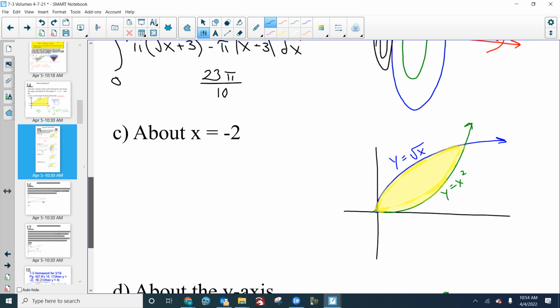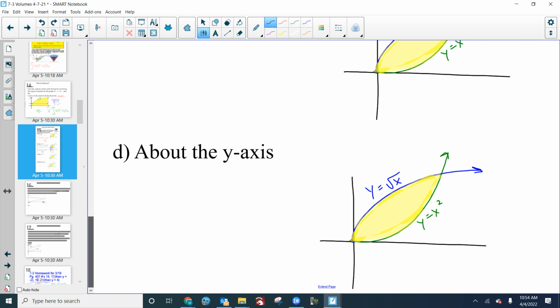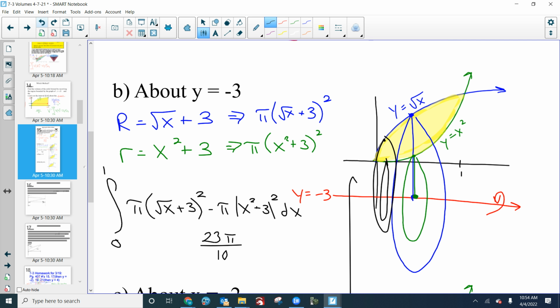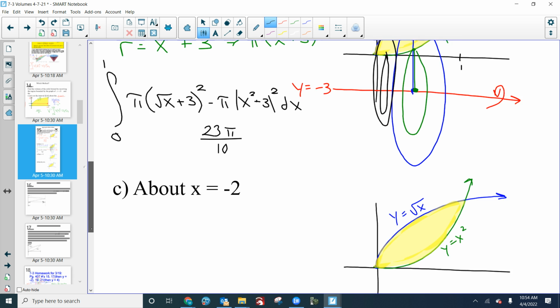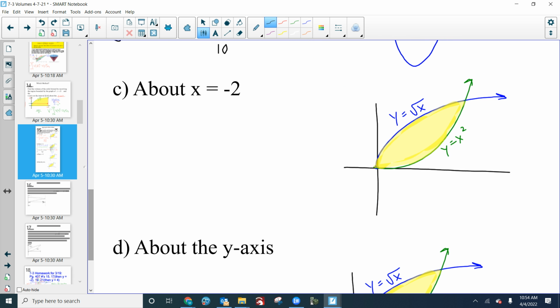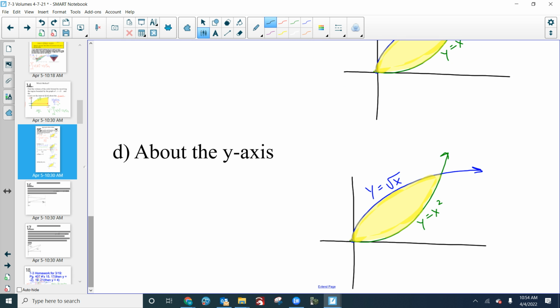Now for the spicy one. Are you ready? Have you tried this one yet? Yes. Should we do the y-axis first? Let's do the y-axis first. Take this thing around the y-axis. Around the y-axis.